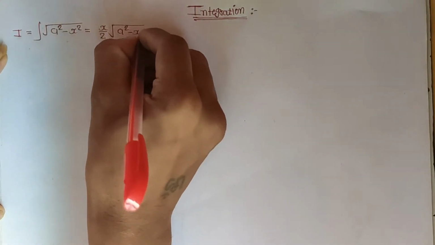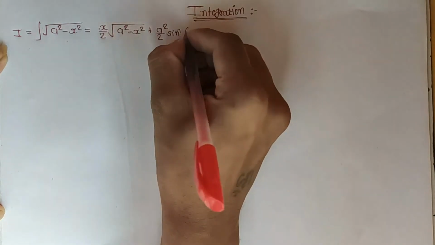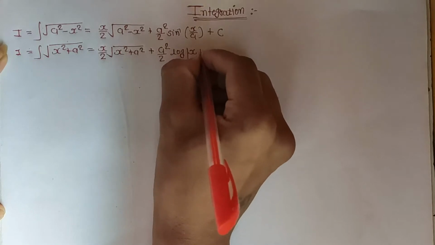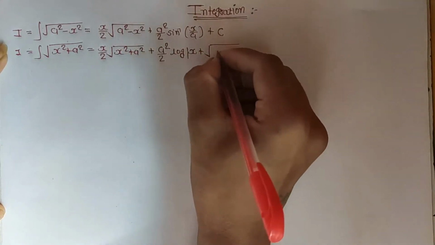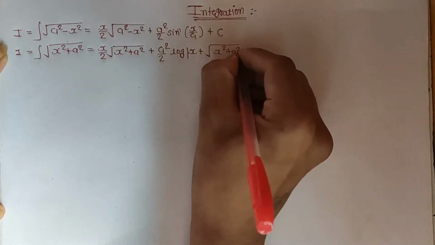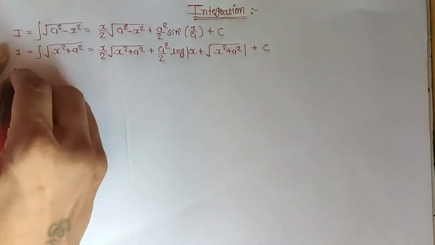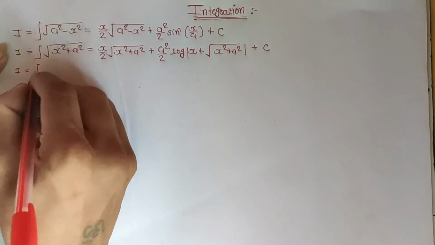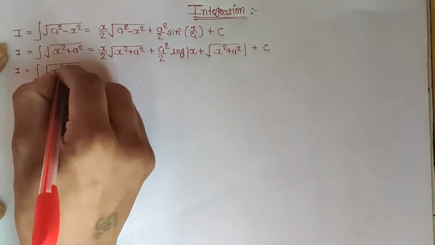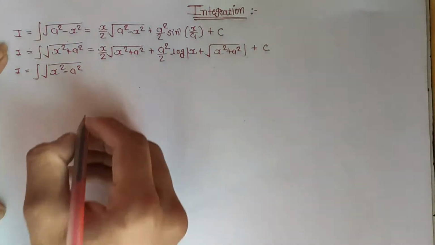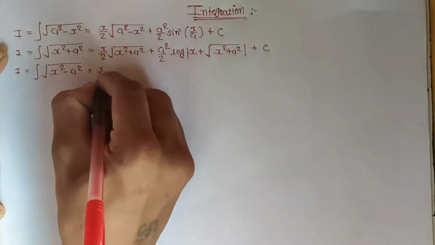Let's remember some integration formulas which are used in this lecture. Now if I equals the integration of square root of a square minus x square, then the answer is x by 2 times square root of a square minus x square, plus a square by 2 sine inverse x by a plus c.